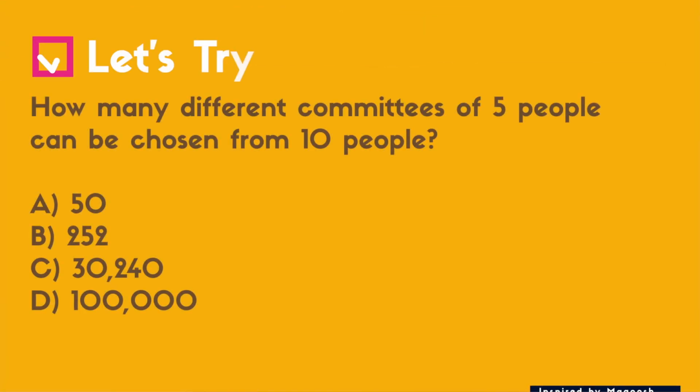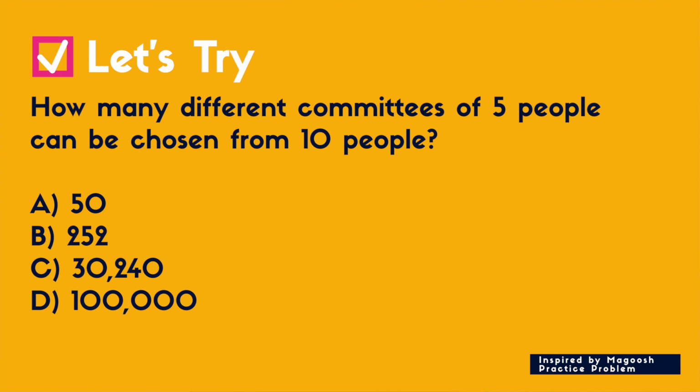So consider this question. How many different committees of 5 people can be chosen from 10 people? Okay, so the first question, does order matter in this context? No. If you pick the person second or third, it's still the same person, so it does not matter. So this is going to be a combination that we're going to have to compute.